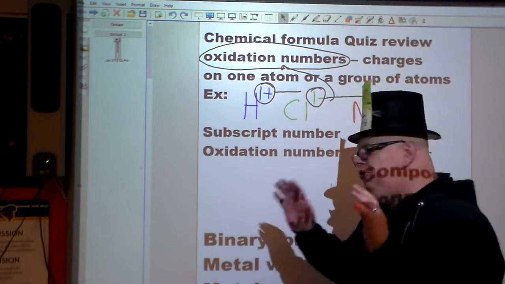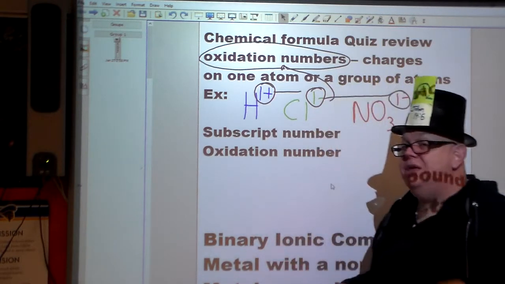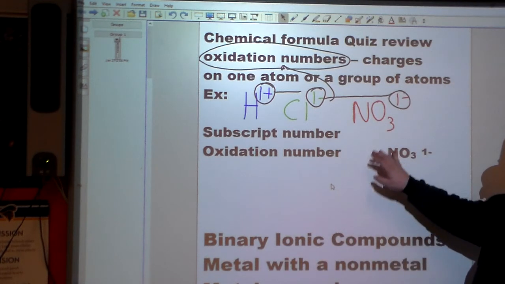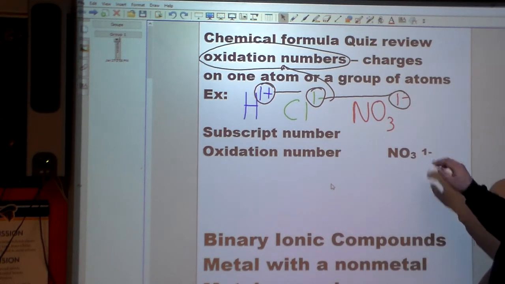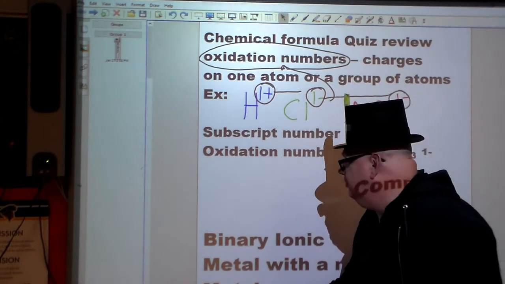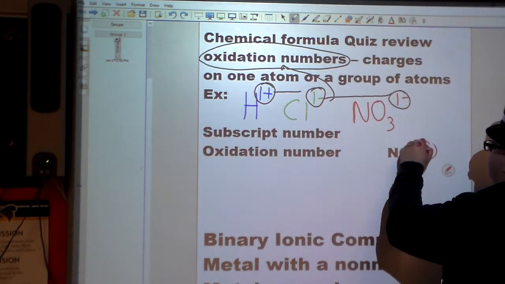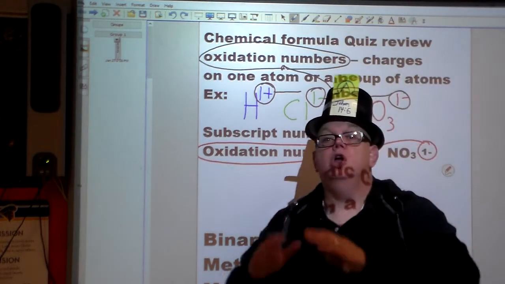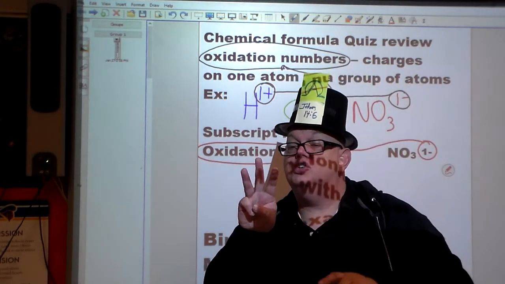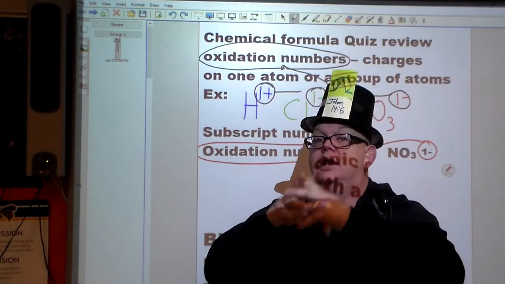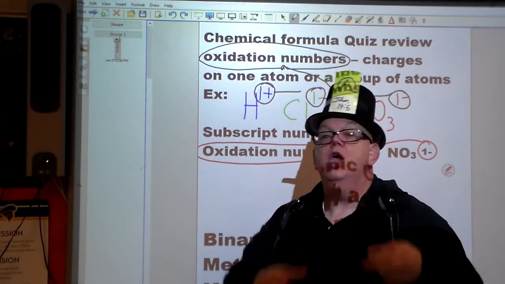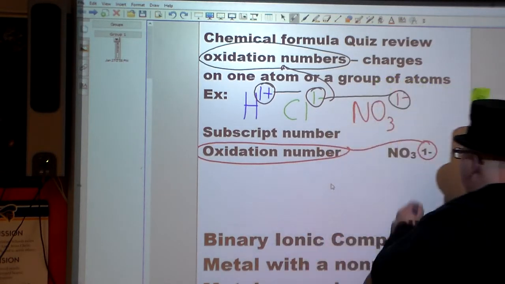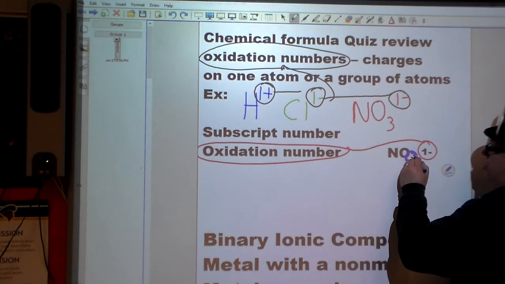Okay. But we also have to look at the difference between a subscript number and an oxidation number. So in this case, here's an NO3 with a -1 charge. What's the oxidation number? This right here is our oxidation number. That is the charge on all the 3 oxygens and the nitrogen that are combined as one single unit.